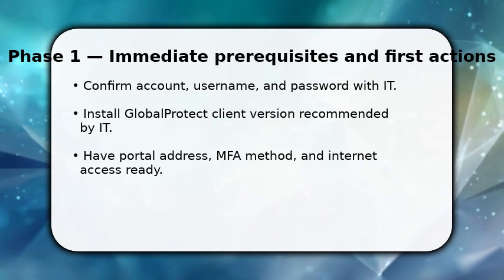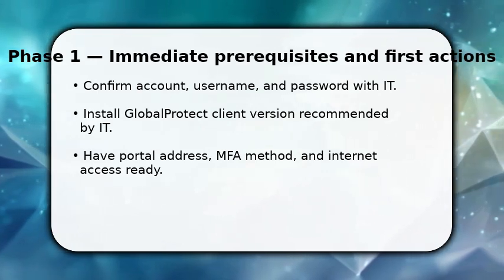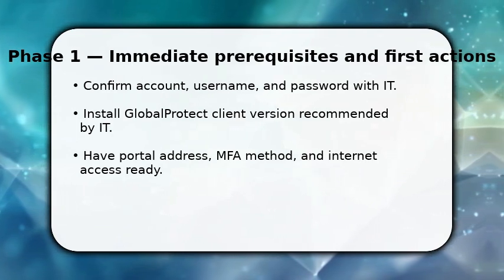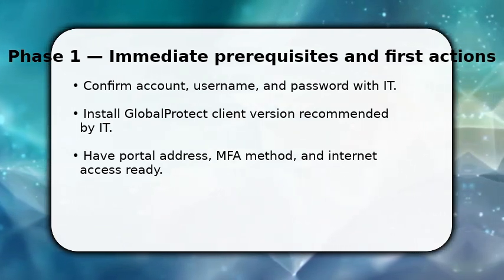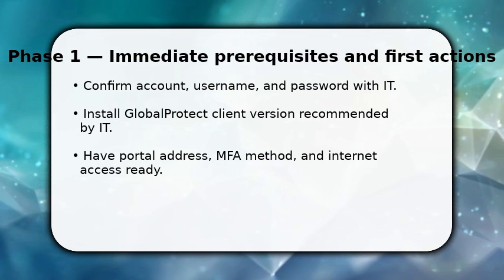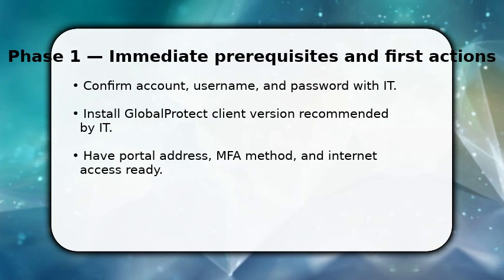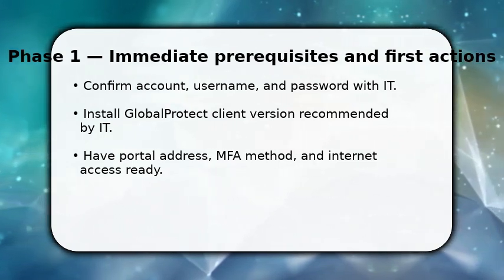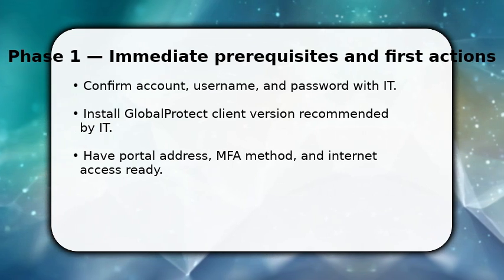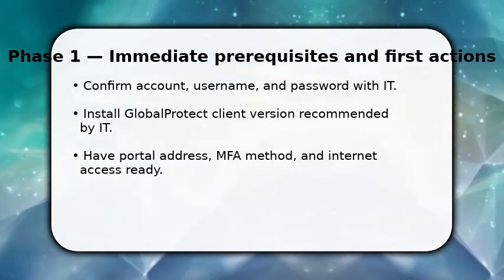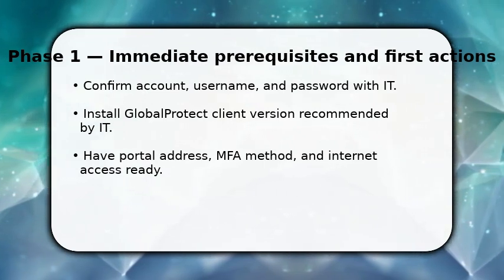You start by ensuring prerequisites are met. Confirm your username and password with IT and make sure you have the correct portal address. Once done, install the GlobalProtect client that it specifies. This avoids version mismatches. Make sure your internet connection is stable and have your MFA device or app available for authentication. Now open the client, enter the portal address exactly, and proceed to the sign-in prompt.